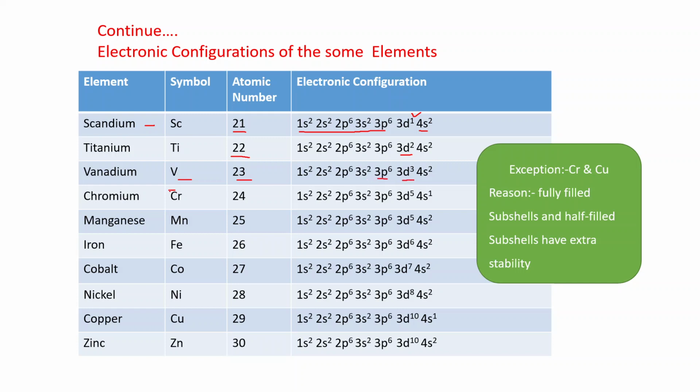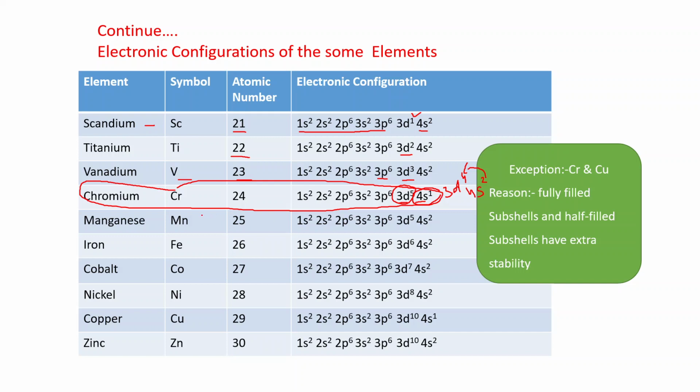Then we come to chromium, atomic number 24. As per the rule, if we write the electronic configuration, it should be 3d4 and 4s2. But this is an exception. Why is this an exception? One electron will shift, and it becomes 3d5 4s1. Actually this is due to the extra stability of the half filled subshell. In this way, 3d5 is half filled, and 4s1 is also half filled. That's why we can say this is extra stable.